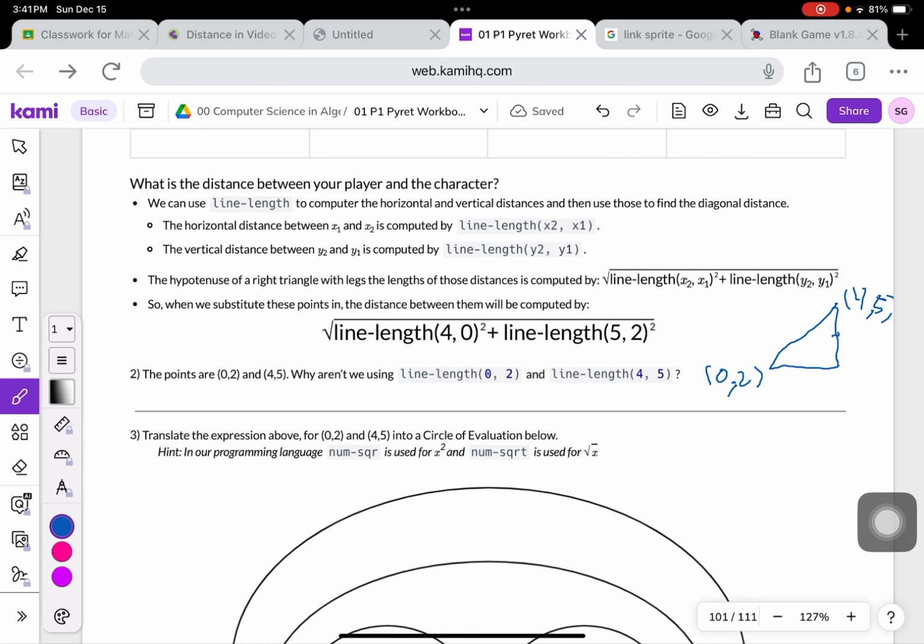So you have to think, well, this point down here, the x of that would be 4 and 2, right? So how do you get this distance here? You'd have to do 4 minus 0. Okay, so 4 and 0 are the coordinates for this line length. And then here you'd have to do 5 minus 2. Okay, so think about what you're actually calculating.